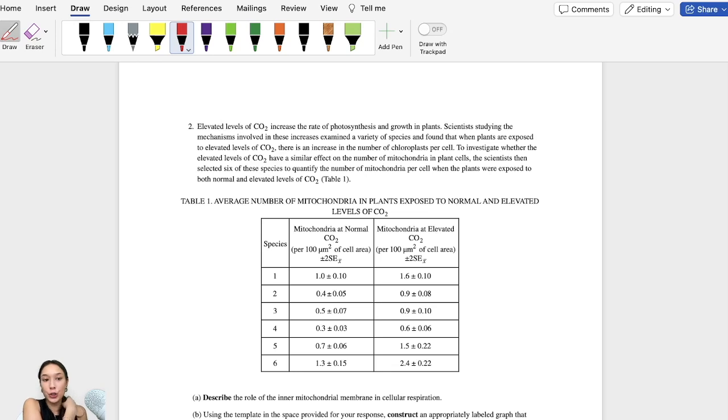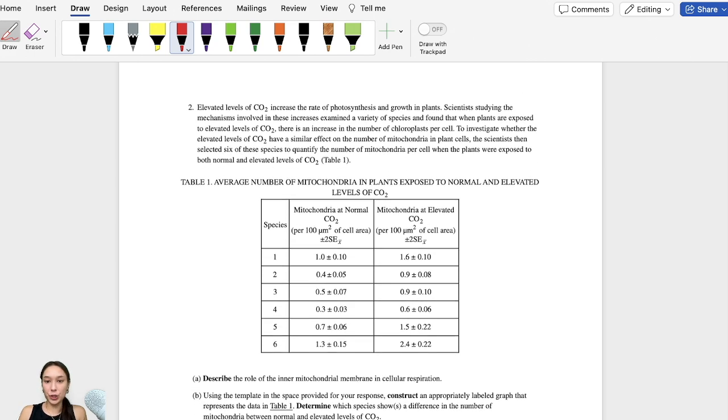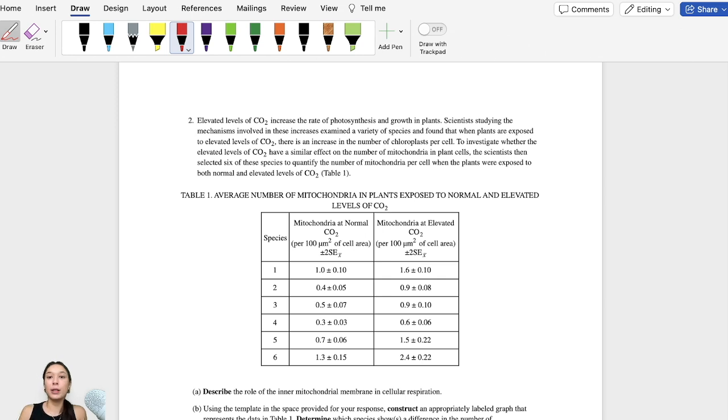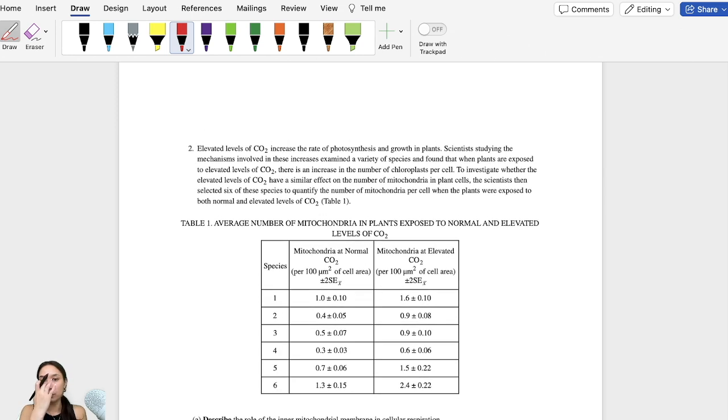So this is question 2 of the FRQs for the 2023 exam. This is another type of graphing analytical question. They're just giving you a chart here. So let's go through and read the description.